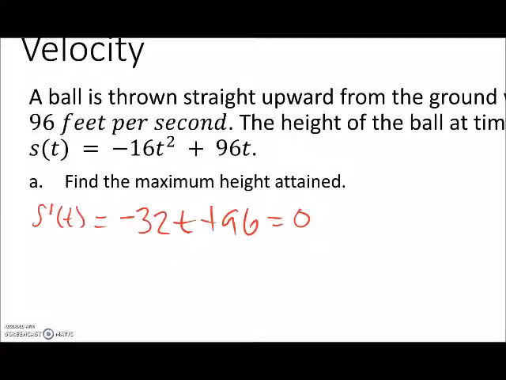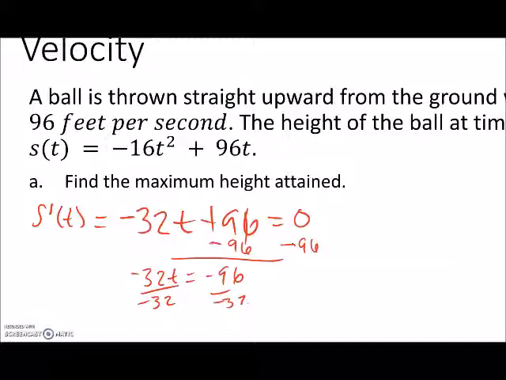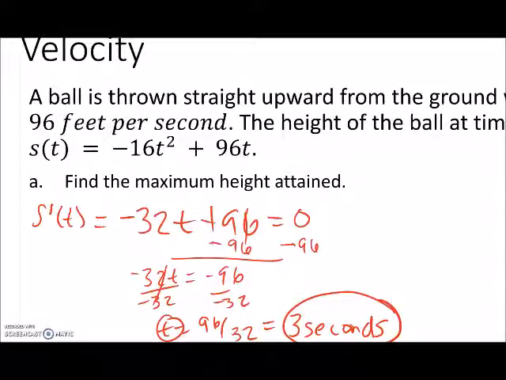When I do that, we subtract 96 from both sides. So I get negative 32t equals negative 96. We divide both sides by negative 32. So then we get that t equals a positive 96 over 32, which really equals 3 seconds. Because we're talking about time, the unit is seconds.